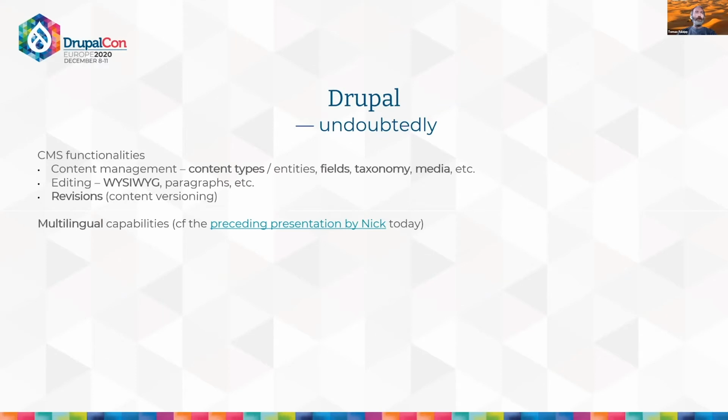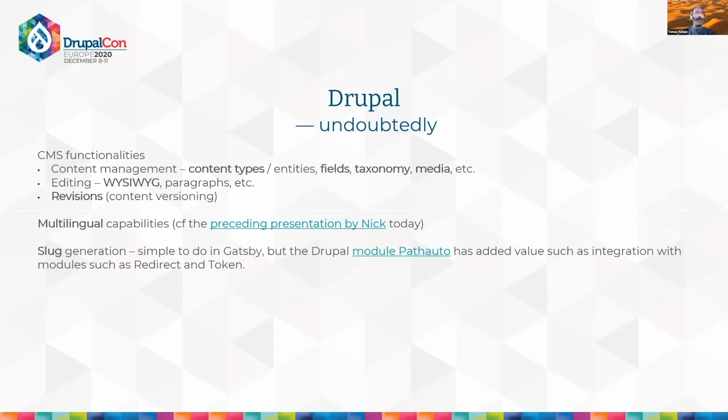The multilingual capabilities, as very nicely explained in the previous presentation by Nick. Slug generation, the relative URL. It's simple to do in Gatsby, but you may leverage Drupal's module Pathauto for this, and get the information via the API, because then you benefit from other backend modules such as redirect and token.